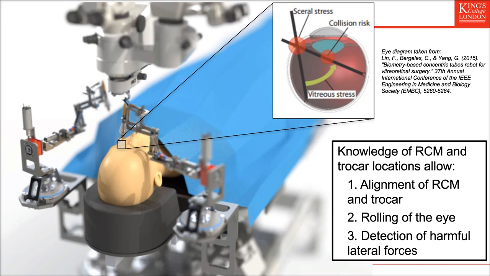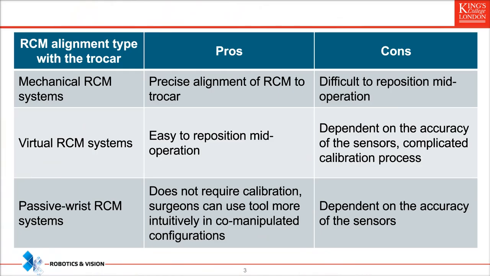Surgical robotic systems can be categorized in the way they align the RCM with the trocar. They can be mechanical RCM systems, virtual RCM systems, or passive wrist RCM systems. Mechanical RCM systems are built so that the RCM is physically constrained and therefore exactly known. During setup, the RCM is physically aligned with the trocar. Now, the issue is that to relocate the RCM, the entire setup has to be repositioned, thus disrupting the surgical flow.